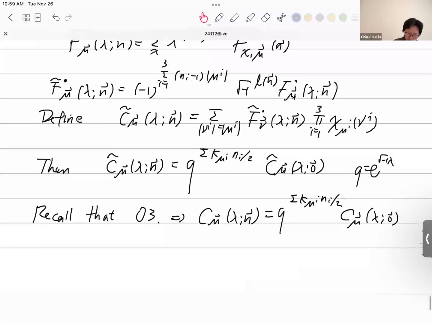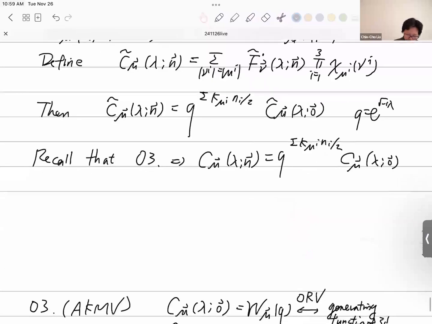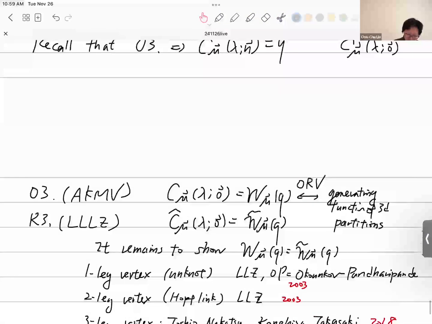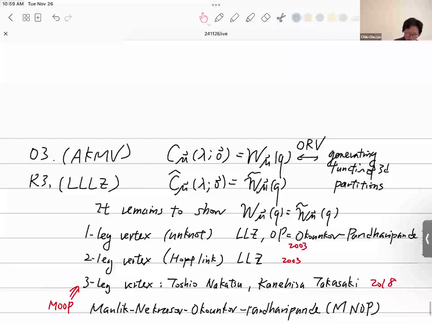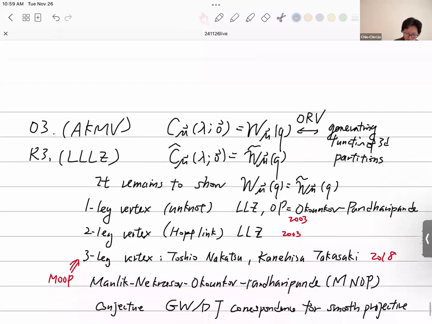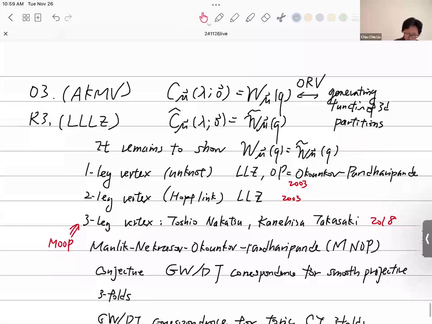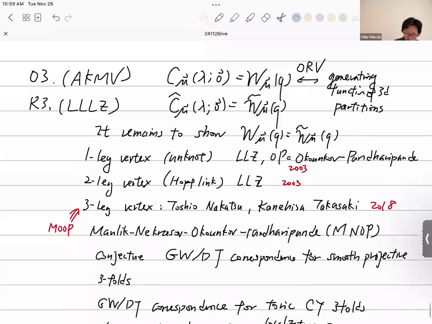So it remains to show that our C is equal to their C tilde. That's part 3, because they have a combinatorial expression of their C, which is W, and we also have C tilde, which is W tilde. So to finish the proof, we just need to show this, which is a purely combinatorial problem.